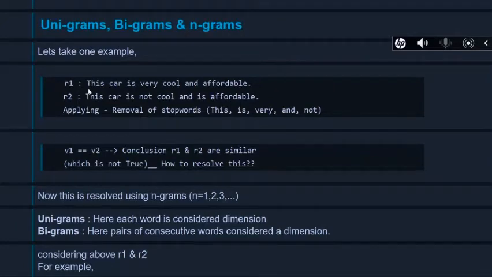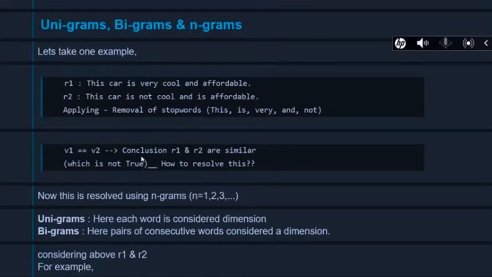After the removal of stop words, the vector of each sentence, or each textual review, is coming out to be the same. This is the conclusion: after removal of all these stop words, the R1 and R2 reviews are similar. Because "not" is removed, the computer concludes that these two reviews are the same, which is wrong.